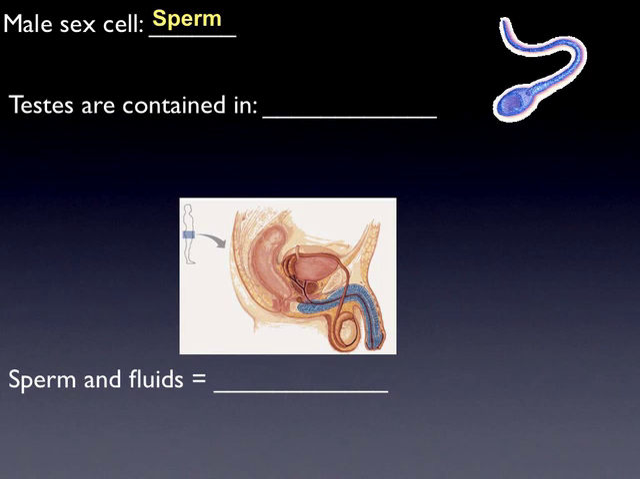And in the head of the sperm, what is contained? DNA. Yeah, the DNA, the chromosomes, are here in the head of the sperm. 23 of those small chromosomes are there.